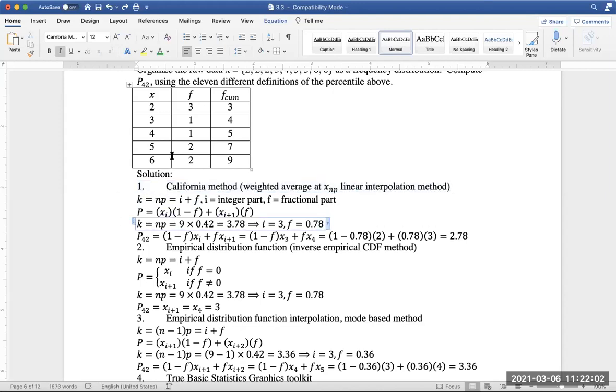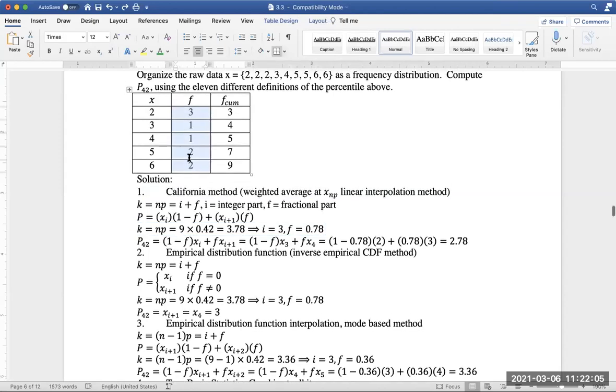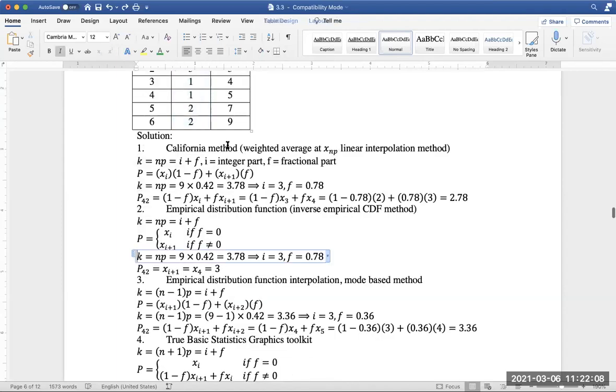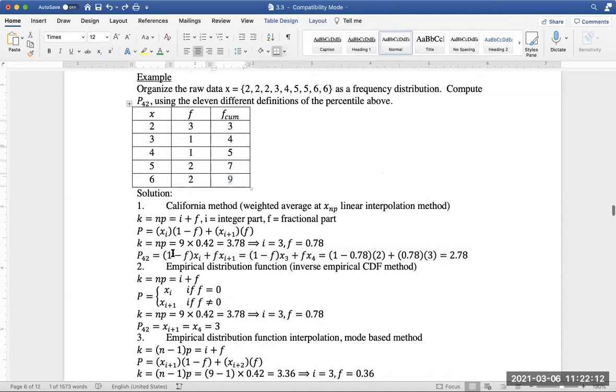And so let's figure out what they gave to us. N is 9, P is 0.42. And so we get 3.78. So I want to do 1 minus, so the complement of 0.78 is 0.22. So 0.22 of the number in the third position plus 78% of the number in the next position, the fourth position. So the number in the third position is 2. The number in the fourth position is 3. So 22% of 2 and 78% of 3 is 2.78.